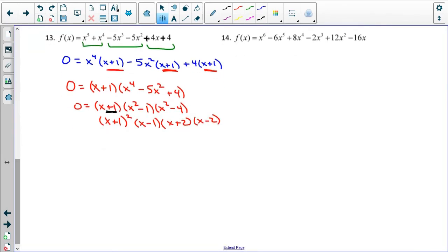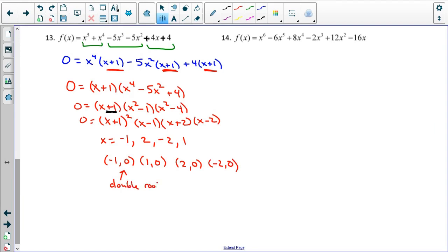So my x-intercepts are at negative 1, it's a double root, 2, negative 2, and positive 1. I know I didn't write those in any particular order. So negative 1, 0, 1, 0, 2, 0, and negative 2, 0 are my x-intercepts. And again, this one would be a double root.